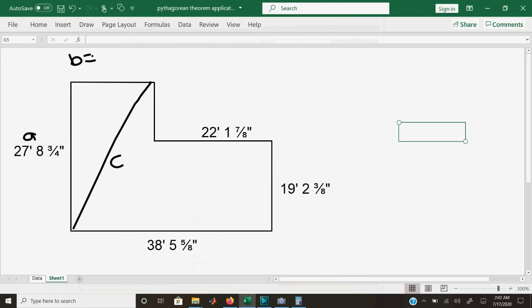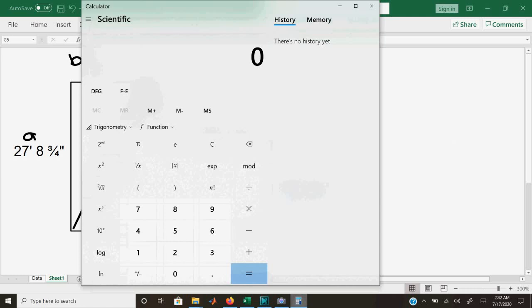So I'm going to take the first, the A value, and change that 27 feet 8 3/4 inches. In my calculator, I'm going to put in the 3/4 as 3 divided by 4, and that gives us the 0.75, which we're used to. Then I add the 8. That gives me 8.75 inches.